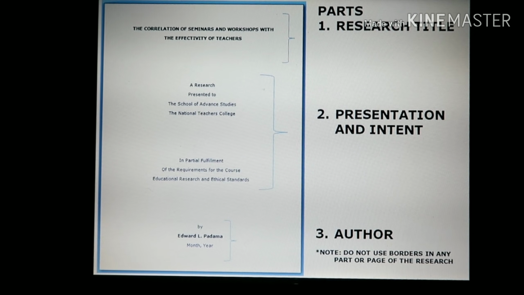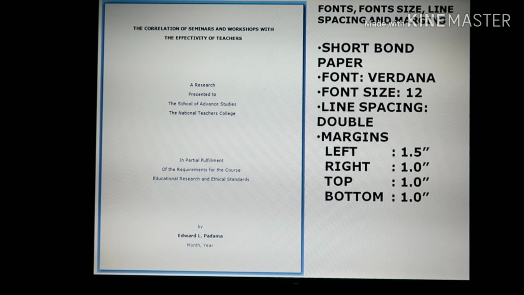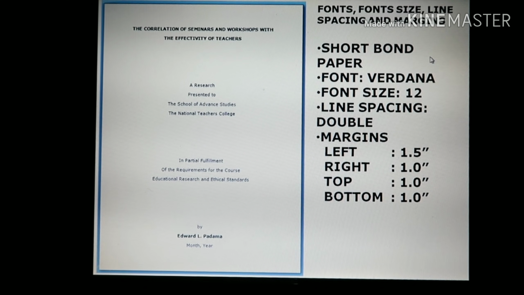Okay, so let's continue. Another part of the mechanics would be the font size, line spacing, and margins that you will be using for the cover page. In this case, we are using the standard short bond paper, which is 8.5 by 11 inches. The font that we are using is Verdana. The font size is 12. The line spacing is double.